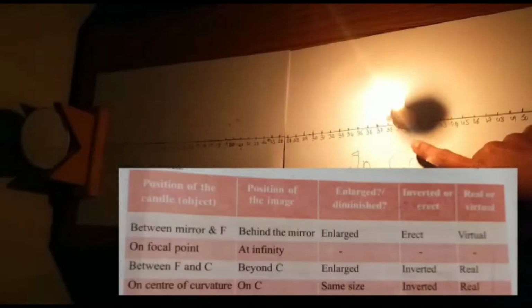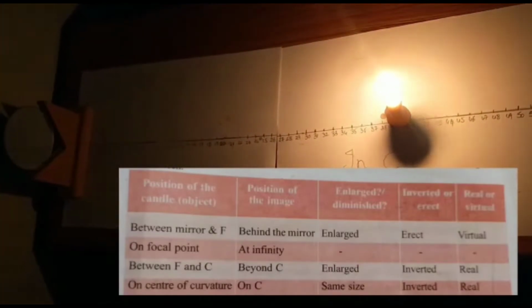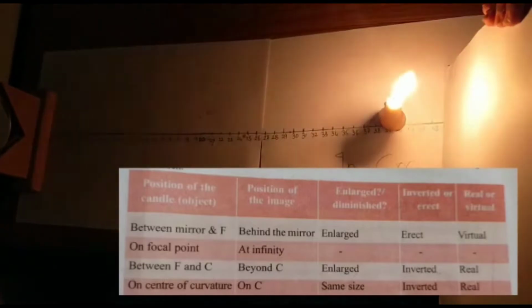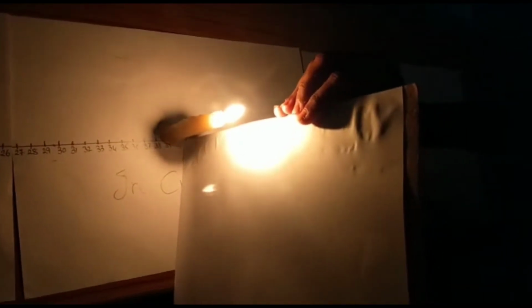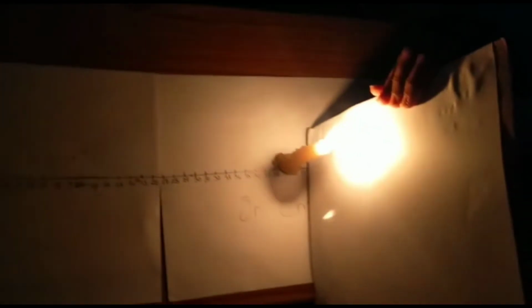So let's see what will happen when we place the object on the center of curvature. Exactly at 40 centimeter I am going to place it. Then the image should also form at C. So see, on the screen beside itself we are getting the image. So from this it's clear, if we place the object on C we will get the image on C itself.